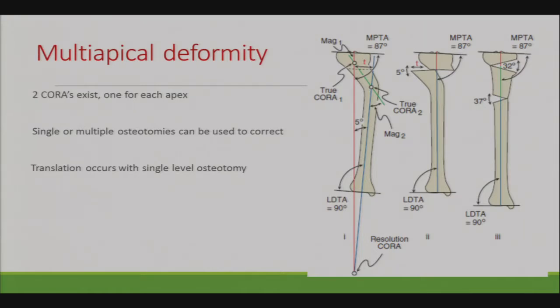In order to get a pure angular deformity correction with two CORAs, you need to make two osteotomies. You can correct these with a single osteotomy, but you're going to induce translation. That's what the diagrams are showing on the top right.